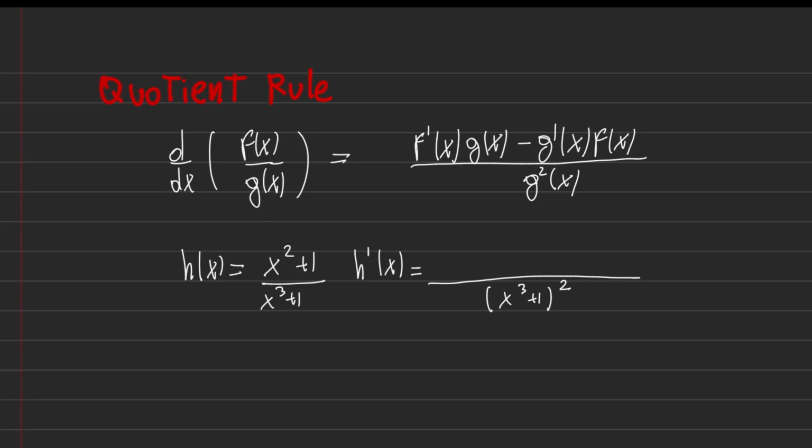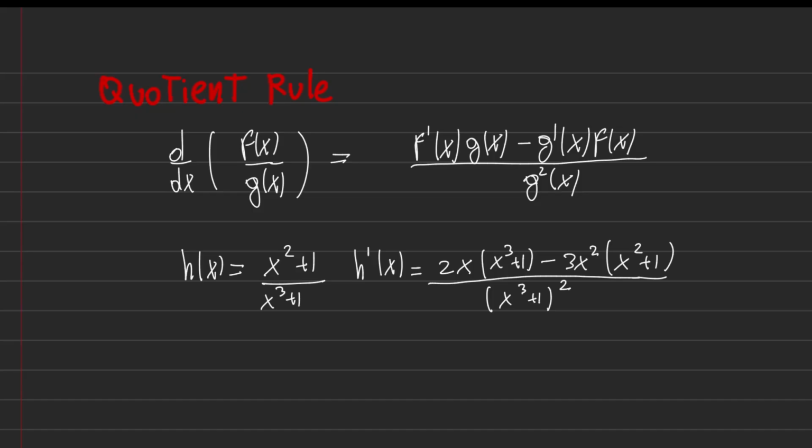by terms. The first derivative of x squared plus 1 is just going to be 2x, since the derivative of 1 is just 0, times the second function taken normally, which is x to the power 3 plus 1 in this case, minus the derivative of the denominator, which is 3x squared, times the numerator taken normally, so x squared plus 1.